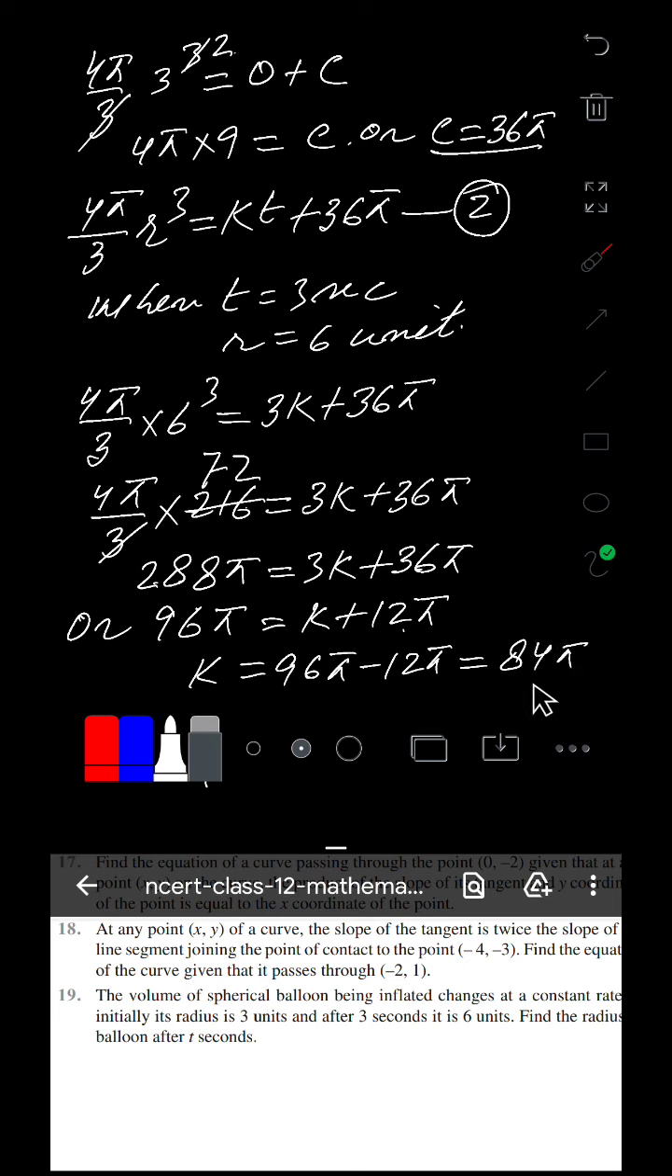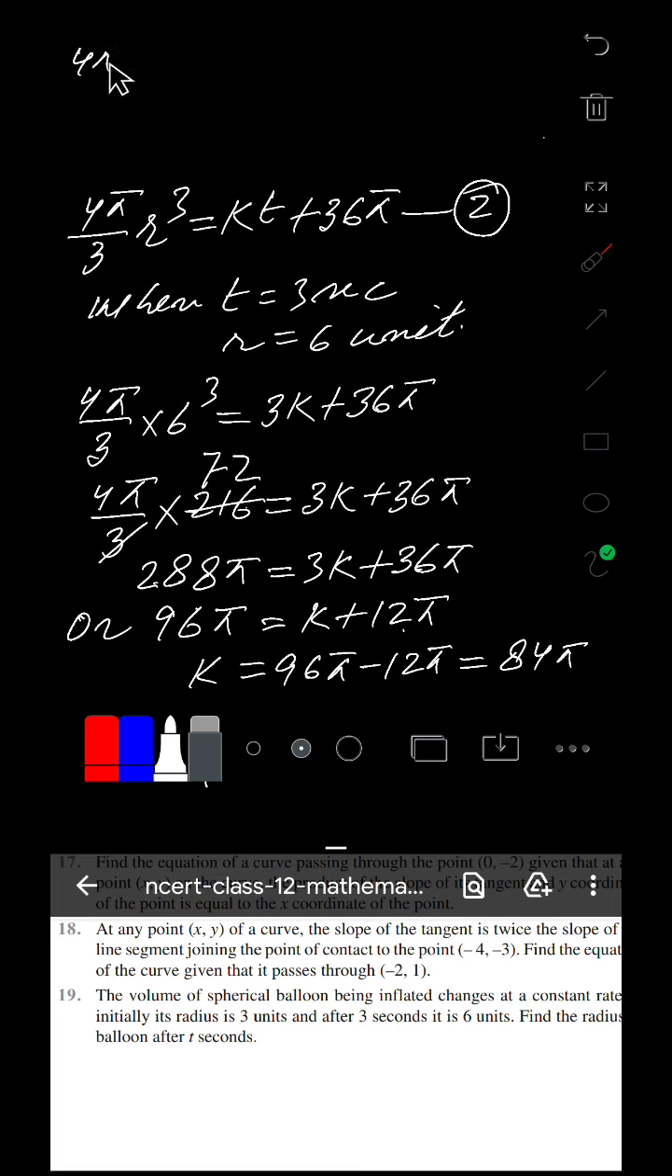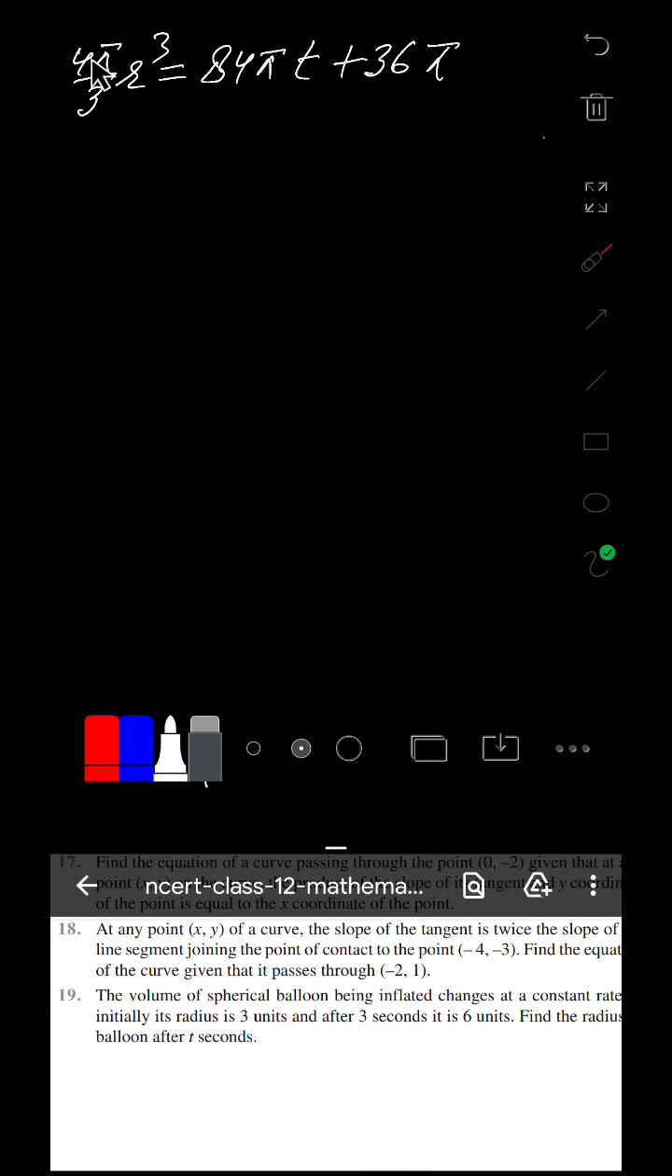Putting this value of k in equation number 2, 4 pi by 3 r cube is equal to 84 pi t plus 36 pi. Now transposing 4 pi by 3 to the right hand side, it will become 3 upon 4 pi and it will multiply the whole right hand side. So we get r cube is equal to 3 upon 4 pi bracket 84 pi t plus 36 pi.